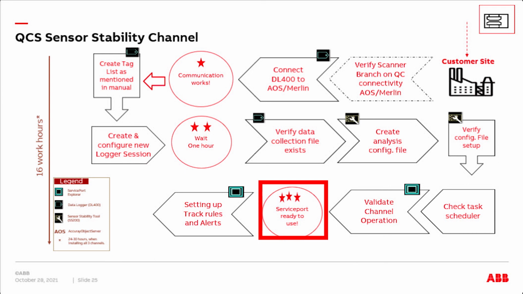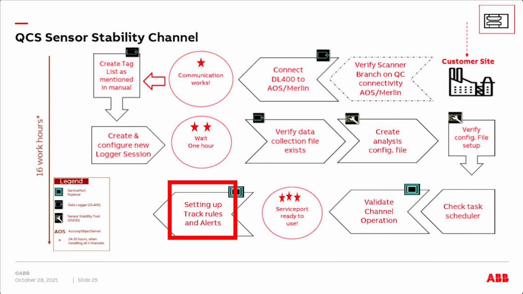We can set some track rules or proactive alerts at the same time if we have some known issues, or we can wait for 15 days or 20 days of data to set up the track rules. It can even be set up later as well.